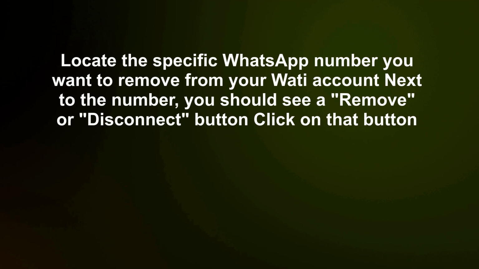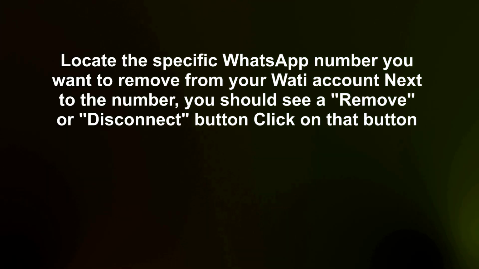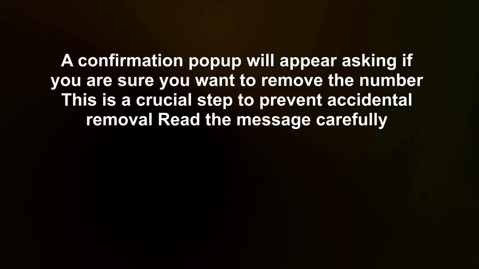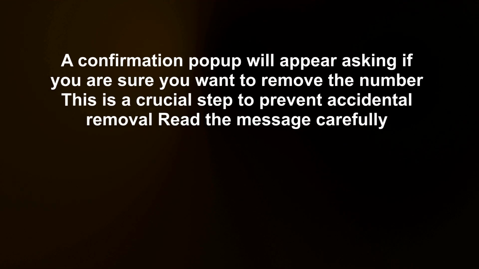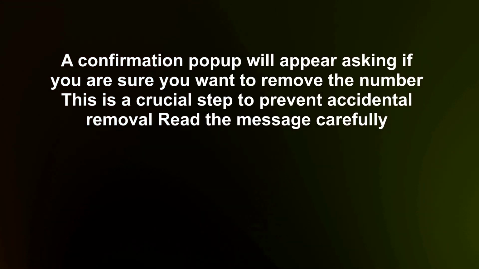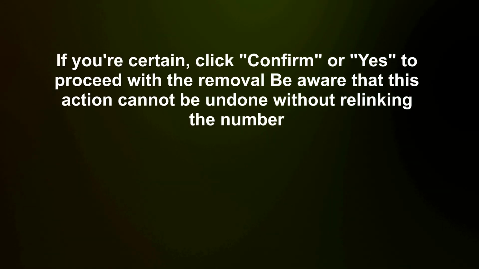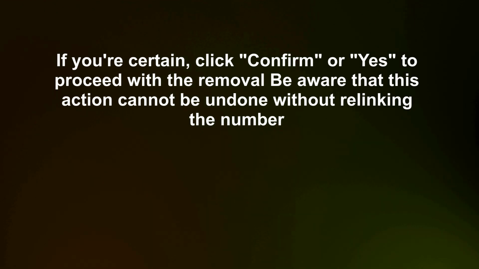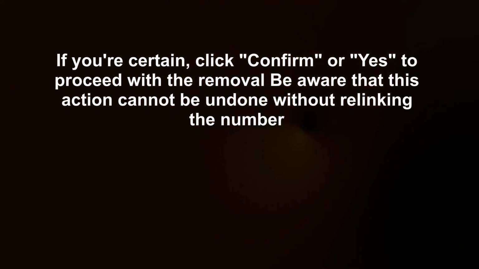Next to the number, you should see a remove or disconnect button. Click on that button. A confirmation pop-up will appear asking if you are sure you want to remove the number. This is a crucial step to prevent accidental removal. Read the message carefully. If you're certain, click confirm or yes to proceed with the removal. Be aware that this action cannot be undone without relinking the number.